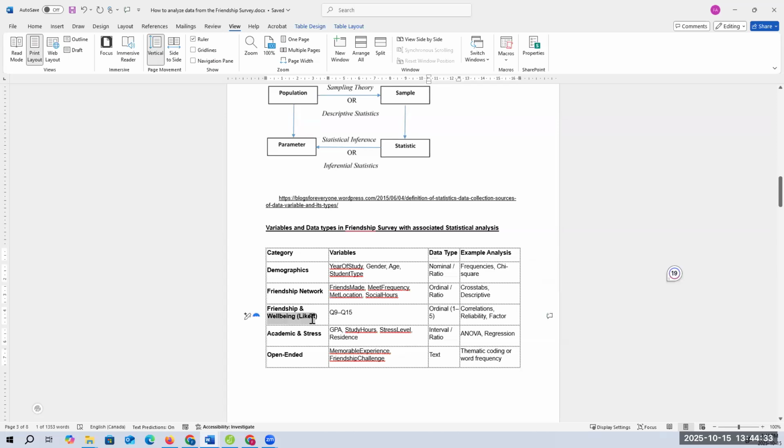Friendship and well-being Likert, here it's for strongly agree, strongly disagree. And that was related to those questions in terms of the friendship and well-being. I believe it was how stressful you feel, and so, well, that was academic and stress. And that was ordinal, and we can apply reliability analysis.